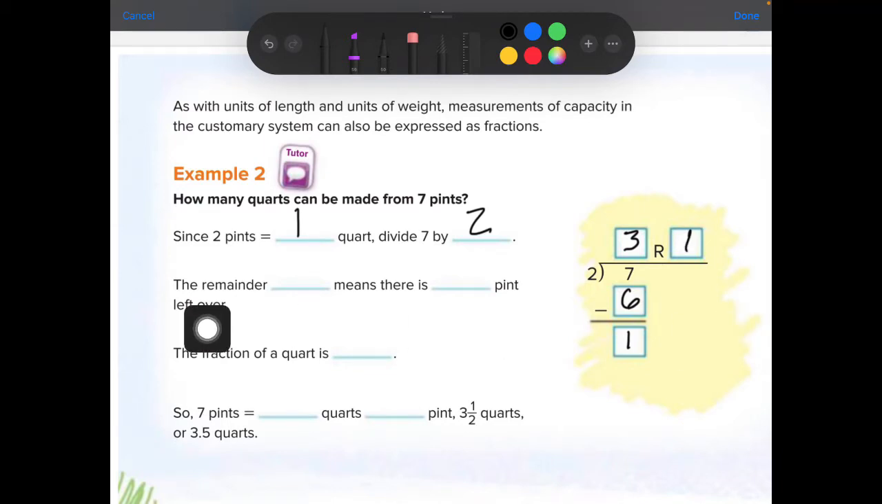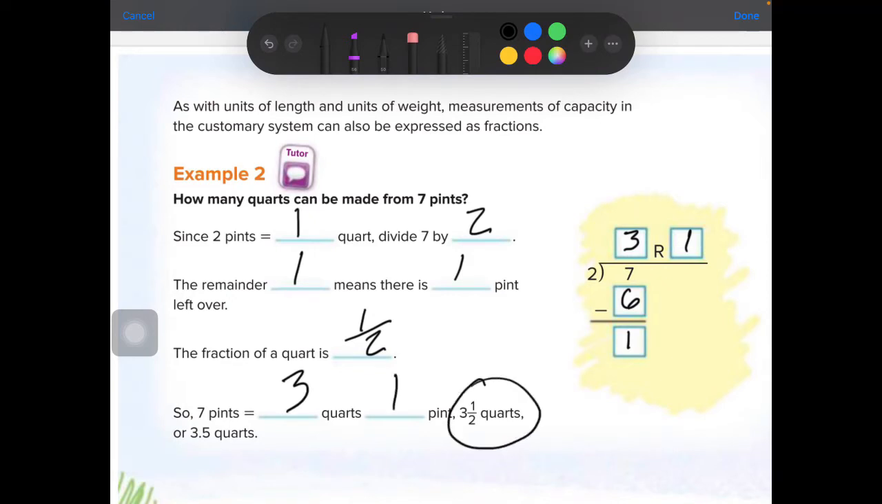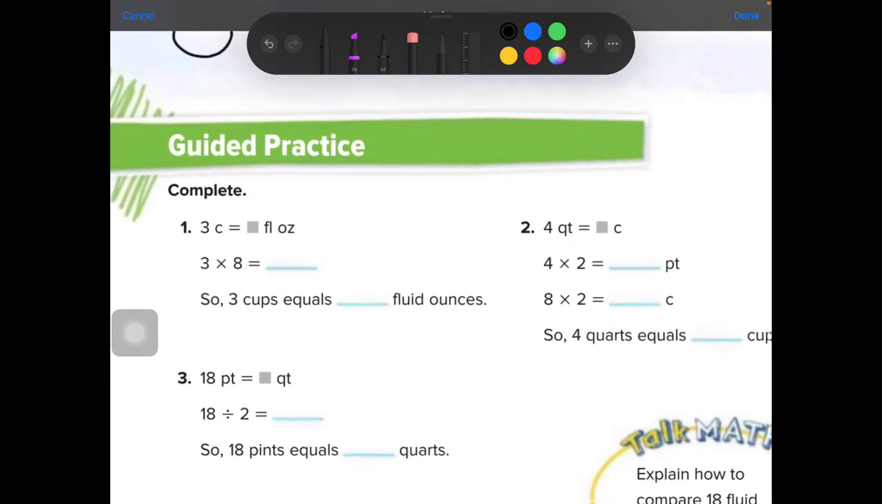So now I'm going to finish the sentences over here. The remainder 1 means that there's 1 pint left over. The fraction of the quart is 1 out of 2, or 1/2. So 7 pints equals 3 quarts and 1 pint, which then can be written as 3.5 quarts, or this is correct too, 3.5.